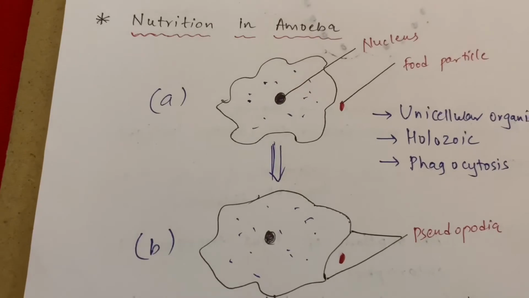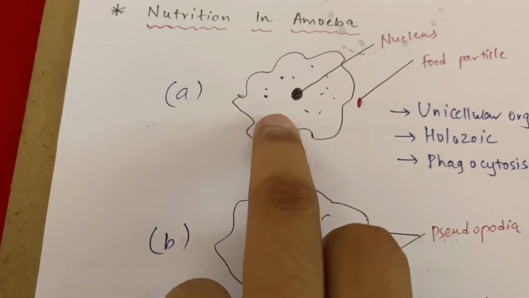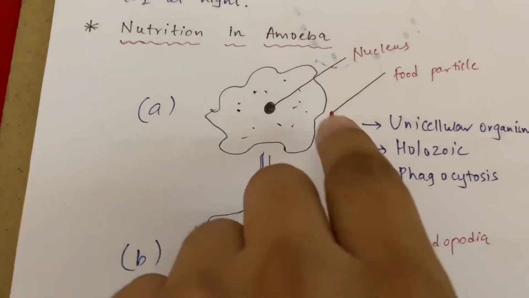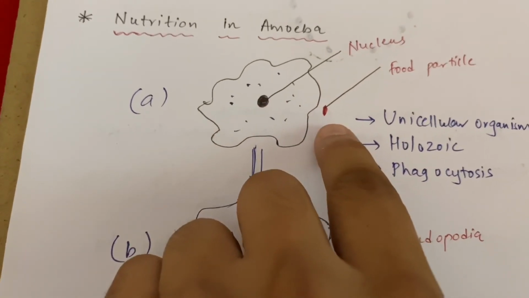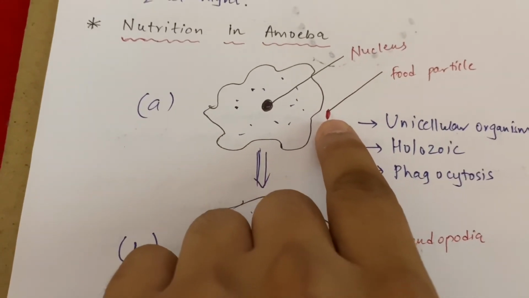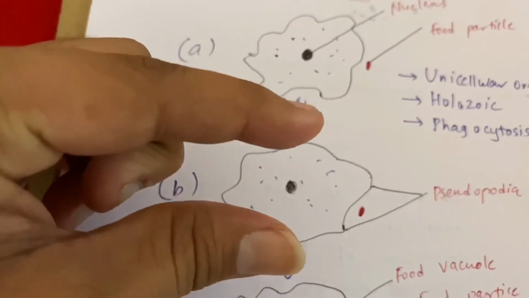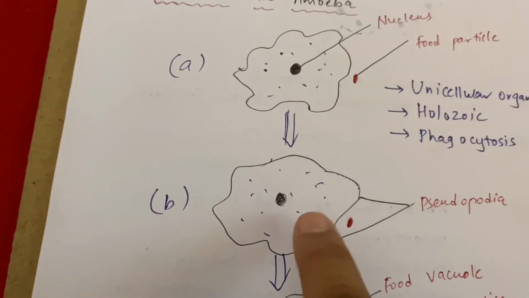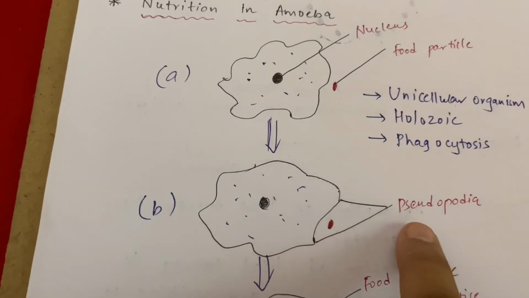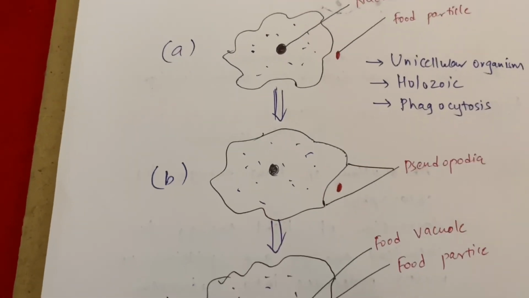Now what is the process? For example, this is the structure of amoeba, a unicellular organism. This is the food particle, this is the nucleus, and this is the food particle. Now what does it do? It uses its finger-like extensions, that are called pseudopodia, and tries to enter this food into this organism.